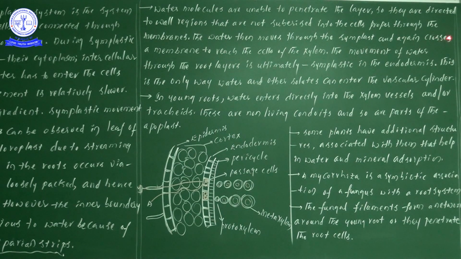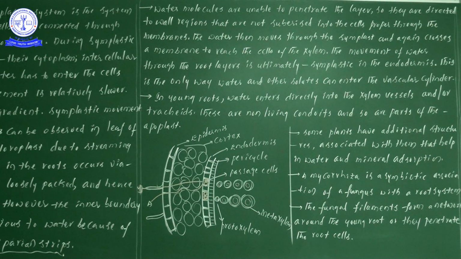Next one: and again crosses the membrane to reach the cells of the xylem. Once the water molecules enter here, later they come into the xylem members. So here are protoxylem and metaxylem. One more important bit: here protoxylem is there, and here also two xylem members we have drawn.